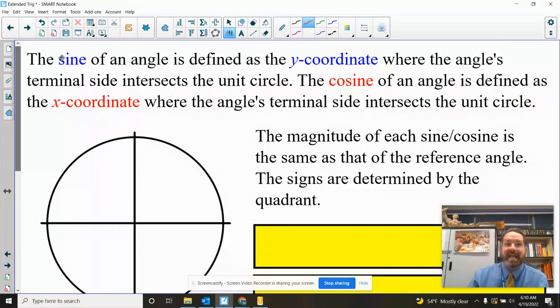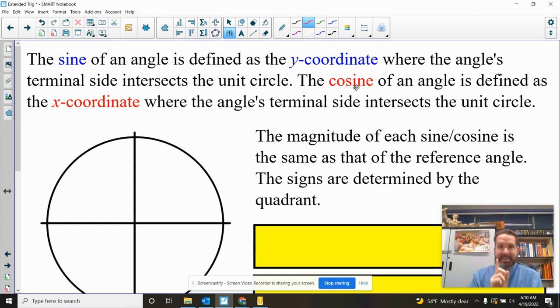So here's what it means. The sine of an angle now has a new definition. We're defining it as the intersection. When you draw an angle's terminal side, it will intersect the unit circle. The y-coordinate of that intersection is that angle's sine. The x-coordinate of that intersection is the angle's cosine.